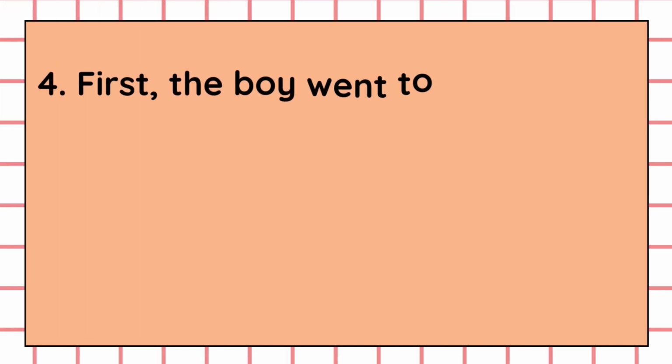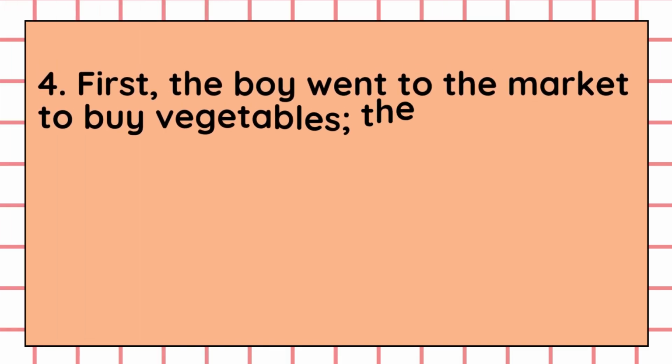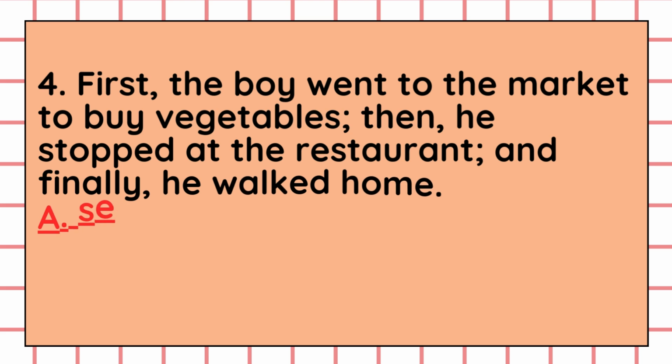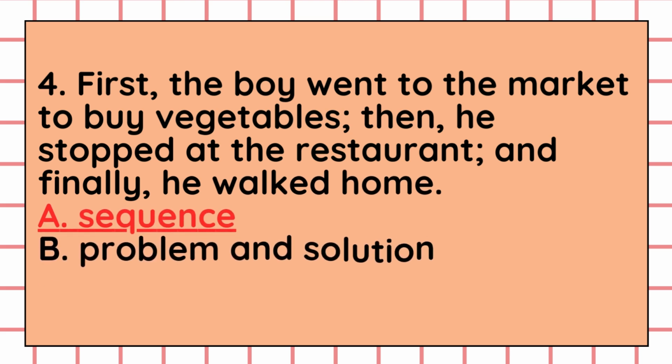4. First, the boy went to the market to buy vegetables, then, he stopped at the restaurant, and finally, he walked home. A. Sequence. B. Problem and solution. C. Description. Answer. A. Sequence.